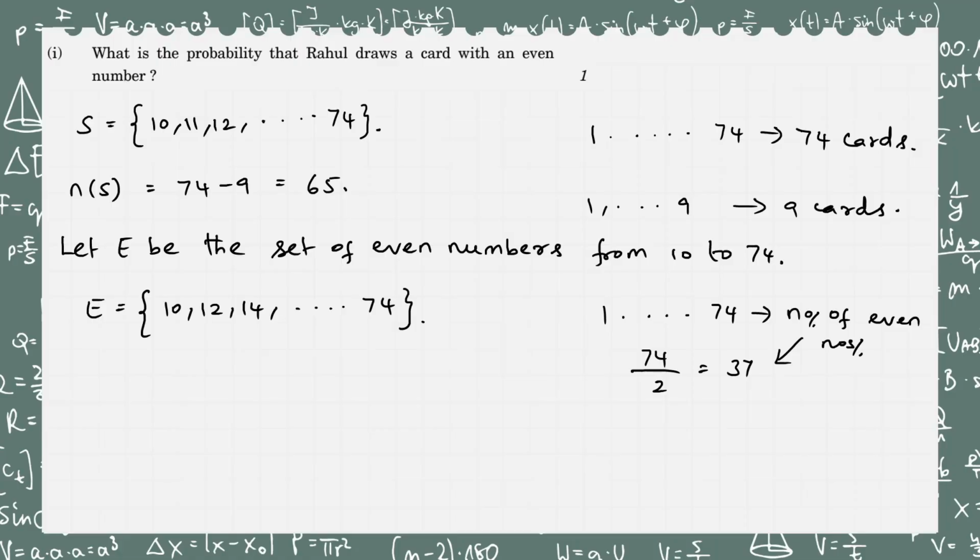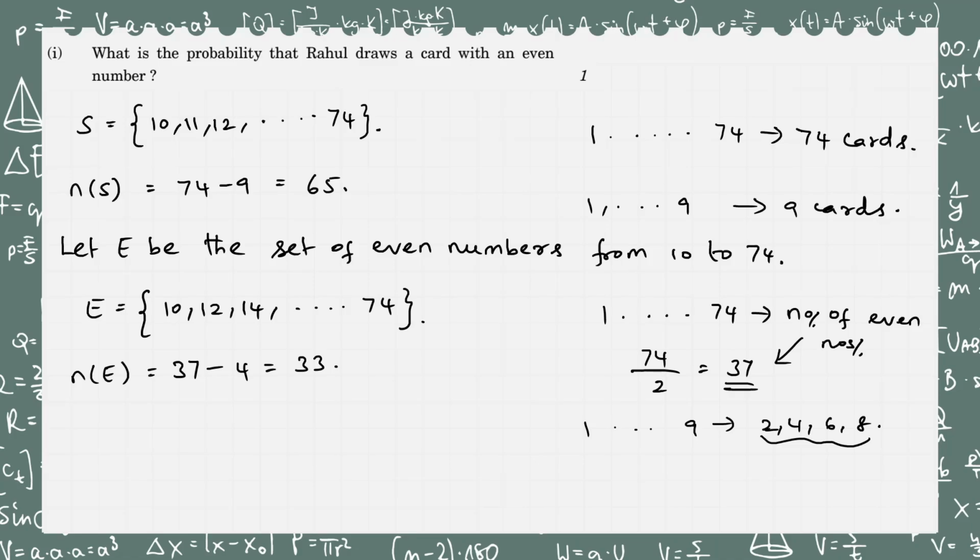But we don't have 37 even numbers now. So what are the even numbers from 1 to 9 which are missing here, right? Because we have only from 10. So from 1 to 9, the even numbers are 2, 4, 6, 8. So from 1 up to 74, it is supposed to be 37 even numbers, but these 4 even numbers are not counted in this. So how many numbers will be there in E now? n(E) is equal to 37 minus 4, since 4 numbers are missing. If we subtract, we will get 33, right? This is an easy way to do it.